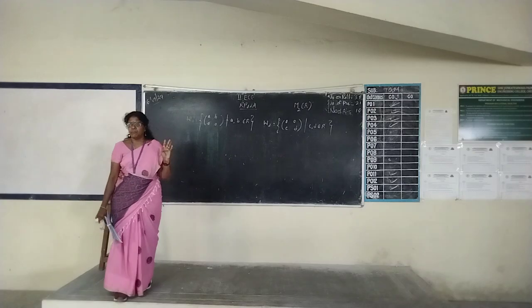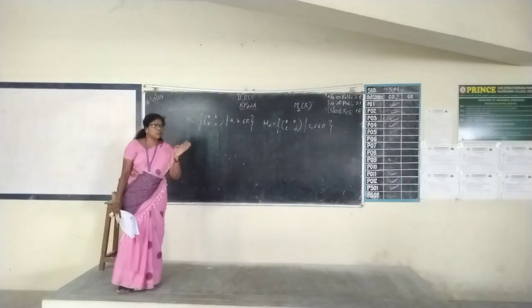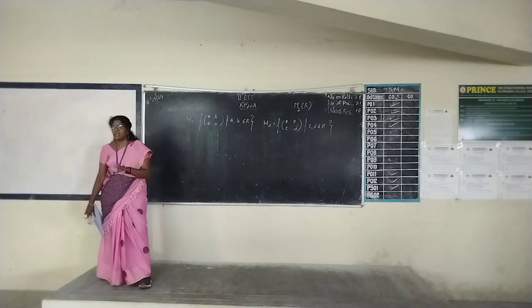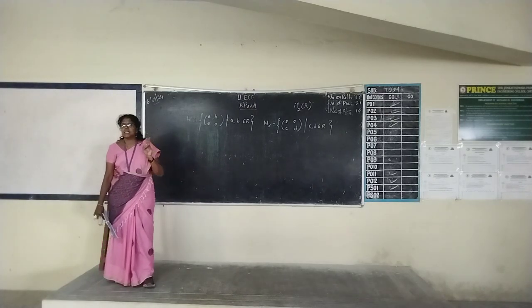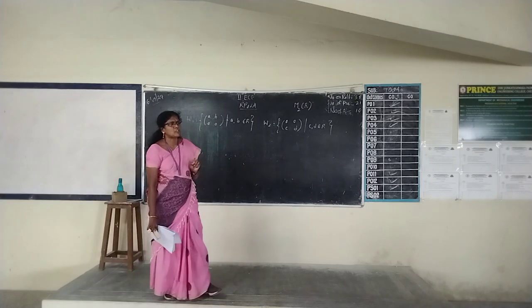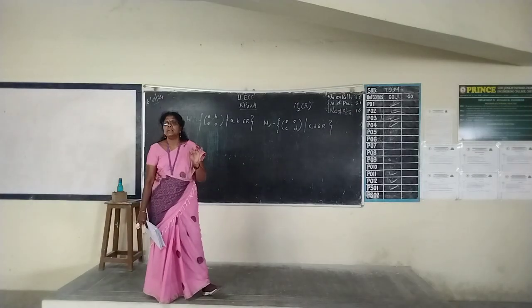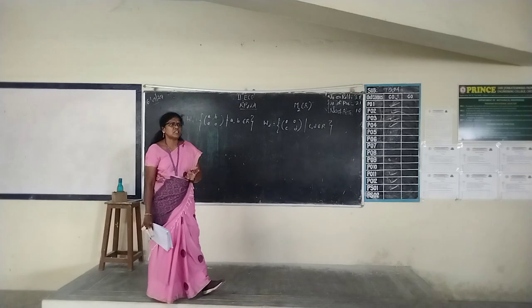So it is non-empty. Whether W2 will be non-empty? Yes, W2 will also contain the zero element. So both are non-empty. What is the second condition you have to check? Alpha x plus beta y belongs to W1. Similarly, we check that alpha x plus beta y belongs to W2. If this condition is satisfied, we can say that it is a subspace.